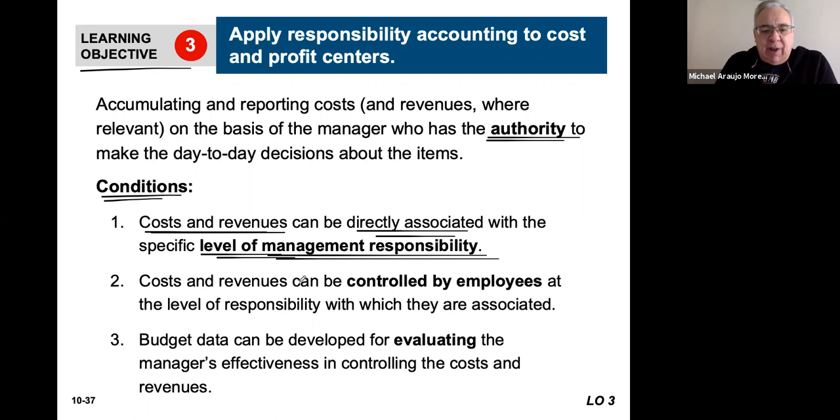Certain costs and revenues can be controlled by employees through how their managers are managing them, and how much information they have and can be trusted with to help make decisions that help the company reach its goals. So that's very, very important. And then, of course, like I said, all of this data is used to evaluate if managers are effective in doing all of this.